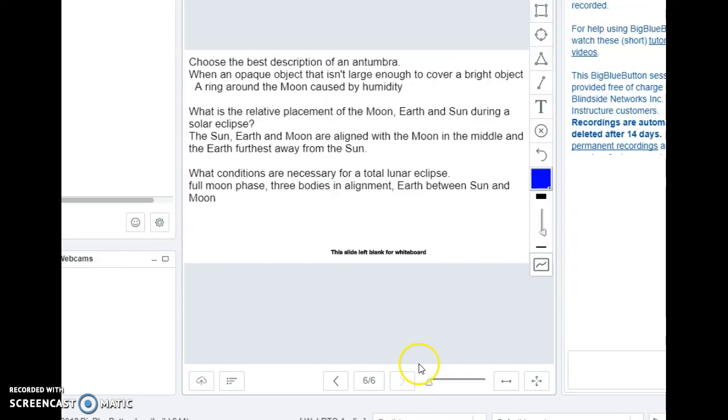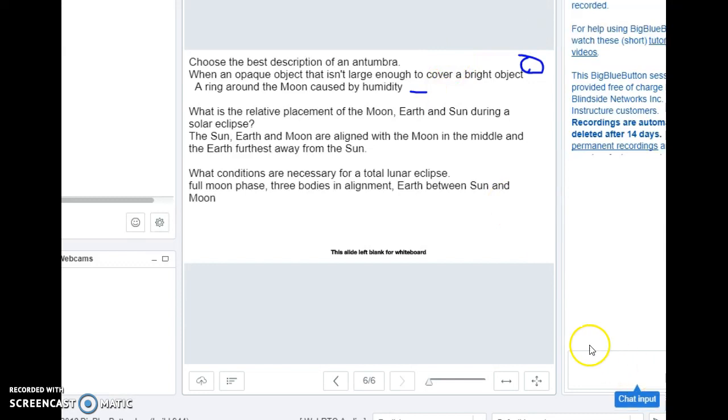All right, next question. Choose the best description of an antumbra. We've got when an opaque object isn't large enough to cover a bright object, and a ring around the moon caused by humidity. All right, and it's this first one here. When an opaque object isn't large enough to cover a bright object, you have an antumbra. So you have that little bitty dark spot.